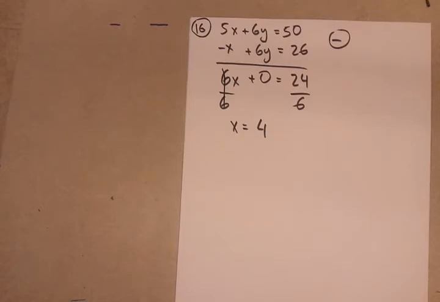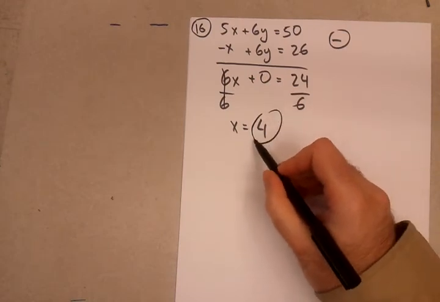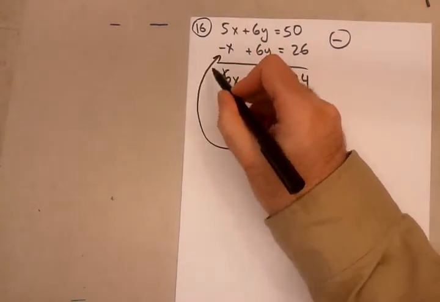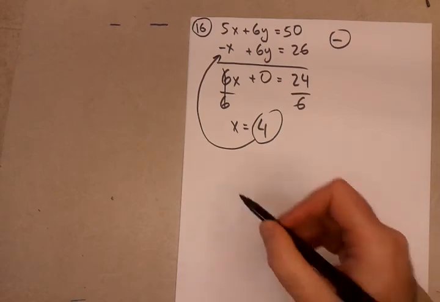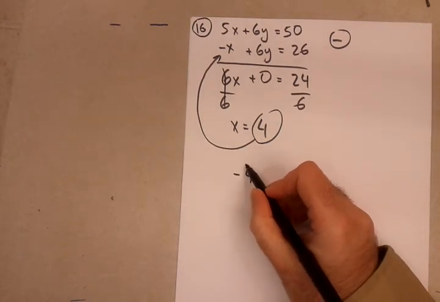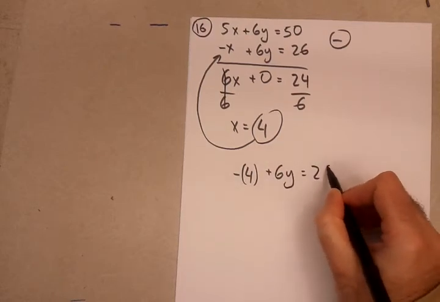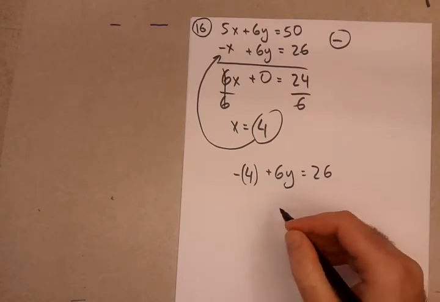So now we got x. We're going to plug it into one of the original equations to get y. You can't really go wrong with which one you choose. I'm going to choose the bottom one. So it's going to be negative 4 plus 6y equals 26. I think I made the right choice this time.